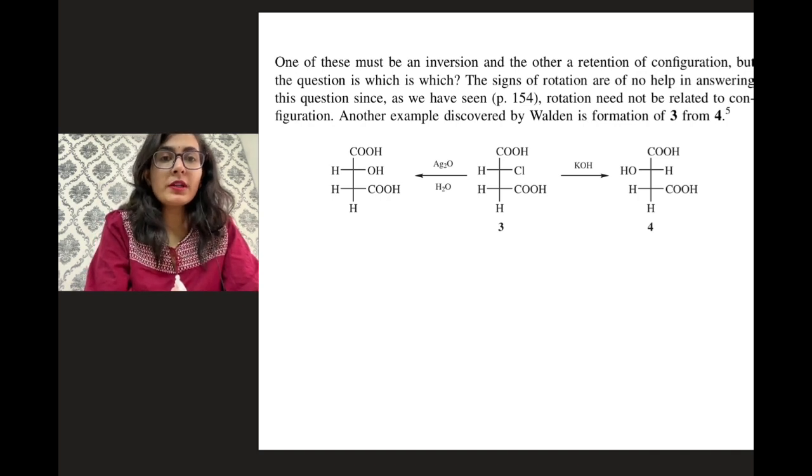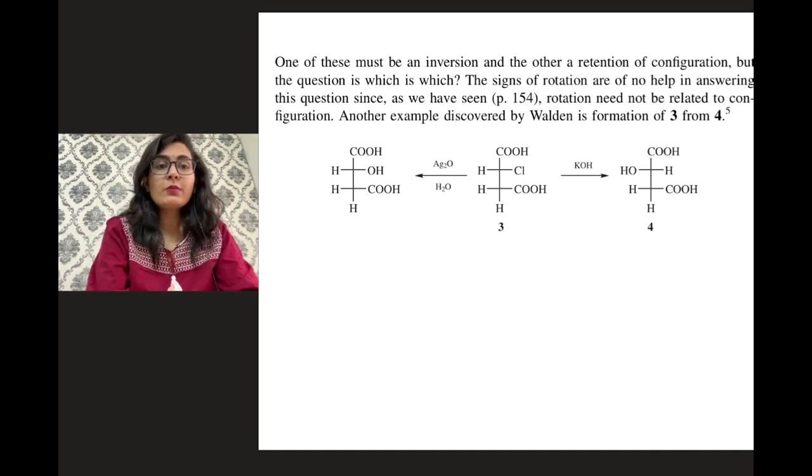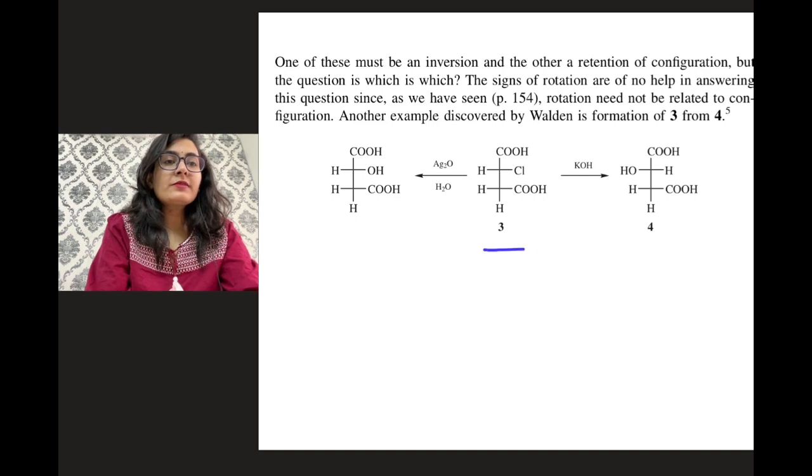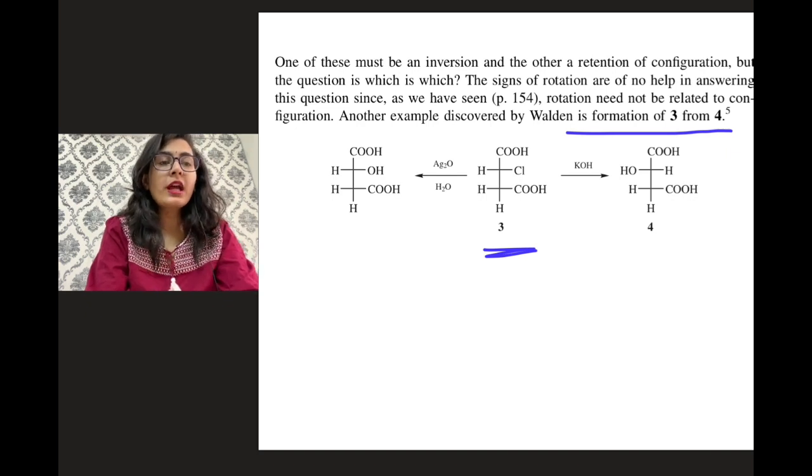Now, according to Walden inversion, we are going to see more examples, and look at this molecule, option number 3. Another example discovered by Walden is the formation of 3 from 4. Now, look at this. What is happening if you are taking a chlorosuccinic acid, 3 like this, and I once again want to convert the Cl to OH.